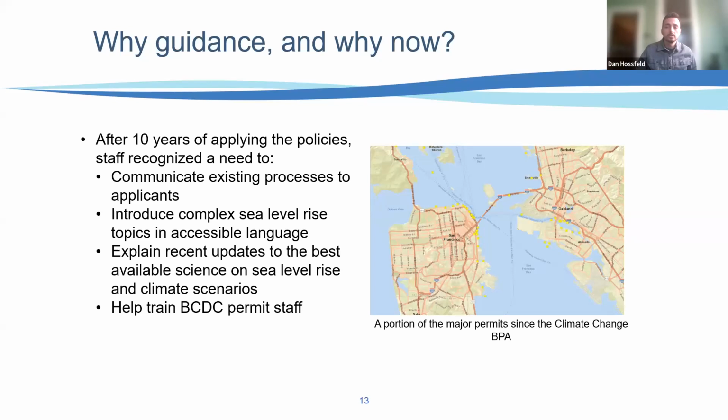So in the map here, you can kind of see some of the major permits that have been issued since the Climate Change Bay Plan Amendment, just offering a snapshot of how many projects have worked through this system over the last decade.